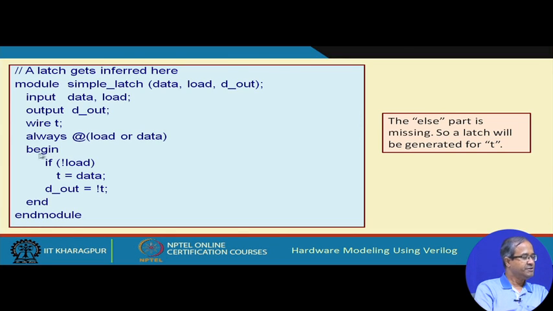Okay. So, in case of this kind of incomplete if then else statement, that will also generate a latch for some of the variables. This one example illustrates that. We shall be looking at some more examples later also.